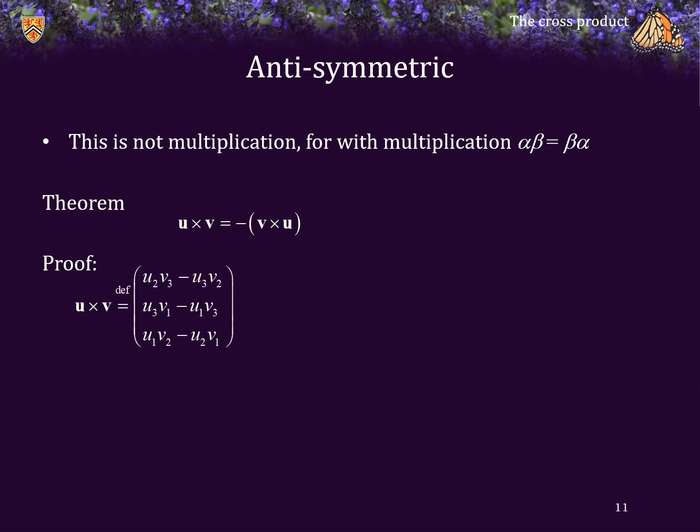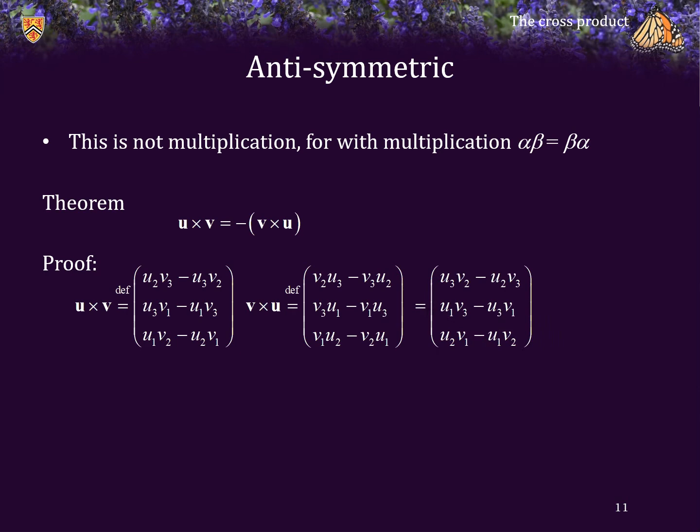Proof. Well, there is, by definition, u cross v. This, however, is v cross u. So essentially now, where there used to be the entries of u, we now have the entries of v, and where we had the entries of v, we now have the entries of u. The first step we will do is use the fact that scalar multiplication, or the multiplication of reals, is commutative, so we will rewrite it with the u terms first.